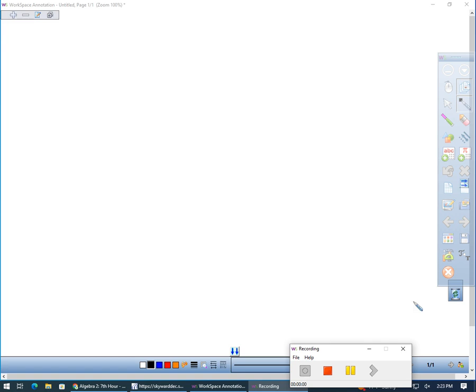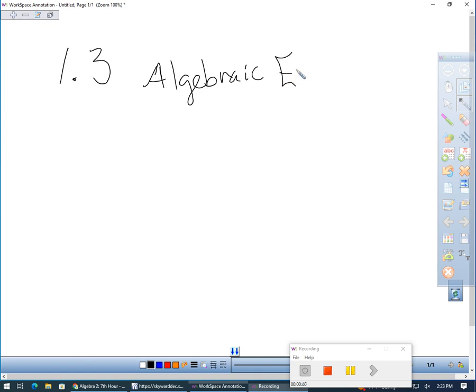So we are moving into section 1.3. 1.3 today is all about algebraic expressions. Algebraic expressions just mean that there's no equal sign to begin with, right? An expression does not have an equal sign in it. So we're going to be writing expressions from words.